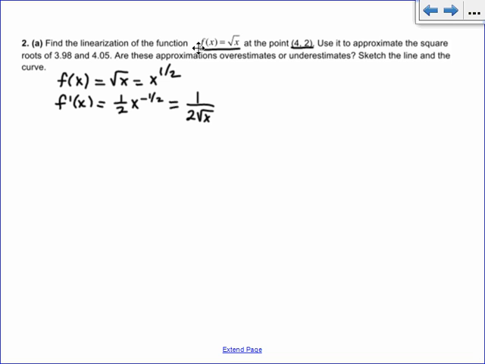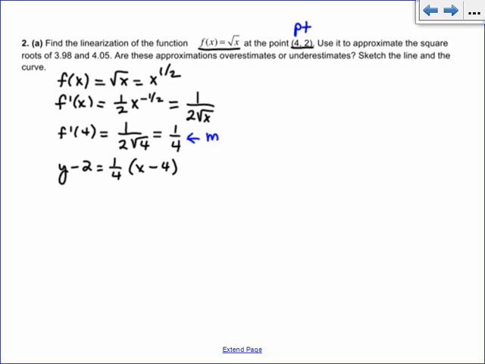Our point that we're using for our approximation is 4, 2. You're never plugging in a decimal into the slope, because to find the slope, it's always going to be something that's very easy to find. Okay. So I'm going to find f prime of 4, which is 1 over 2 root 4, which is 1 over 4. So we're going to have y minus 2 equals 1/4 times x minus 4. So we had our point and we had our slope, so we used it to write it in point slope form.